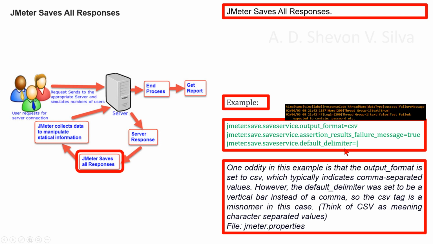Here, jmeter.save.saveservice.default_delimiter, for use with comma separated value CSV files or other formats where the field values are separated by specified delimiters, default to comma. For tab, one can use \t.